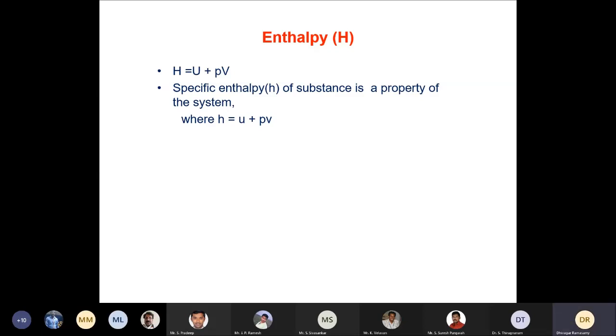Enthalpy is also one of the important properties. H equal to U plus PV. Internal energy and the work done by using that internal energy, that is known as enthalpy. Available energy which can be converted into useful work, that is enthalpy. Entropy is unavailable energy which cannot be converted into useful energy. Enthalpy is just opposite to entropy: the energy available in the system can be converted into useful work. The mathematical relation for enthalpy is H equal to U plus PV.